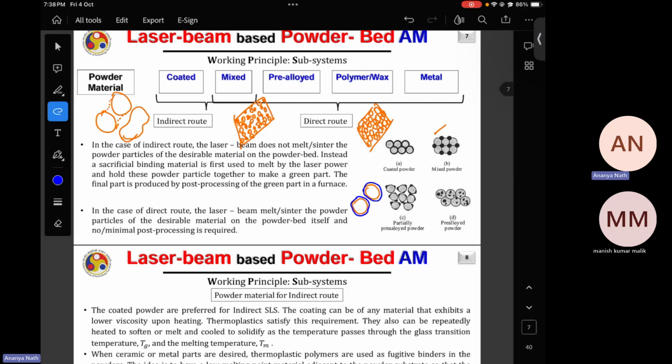Now when you are giving the heat, this coating will get softened up and they will mix with each other and make an interfacial bonding with each other. Now the powders are present inside the coating. So if the coating is getting fused with the neighbor coating, it means the powder is also indirectly getting fused with the neighbor powder. Although the powders are not touching each other, they are getting fused because the coating is not going to get off the powder. So this is why you go for the indirect route of coated powder, and this is what is written here.